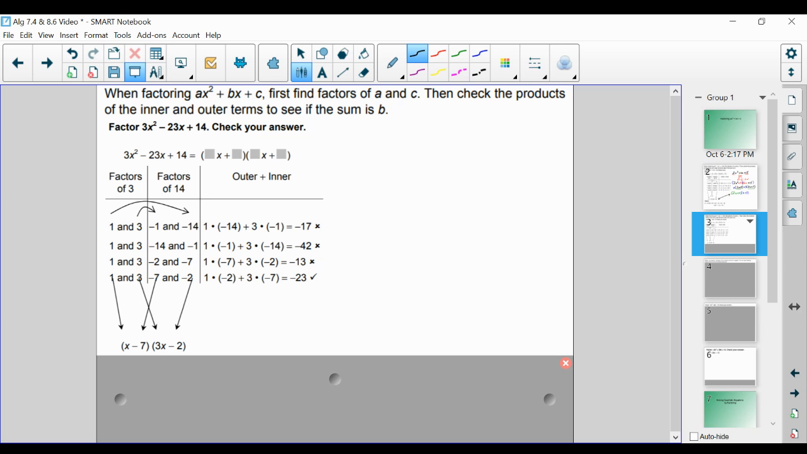Again, if that method works for you, please, by all means, use it. For me, it's not my preferred. My preferred is grouping because it's the same for every single quadratic expression.